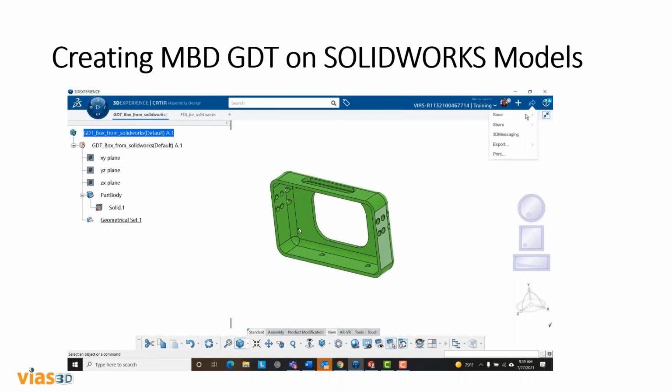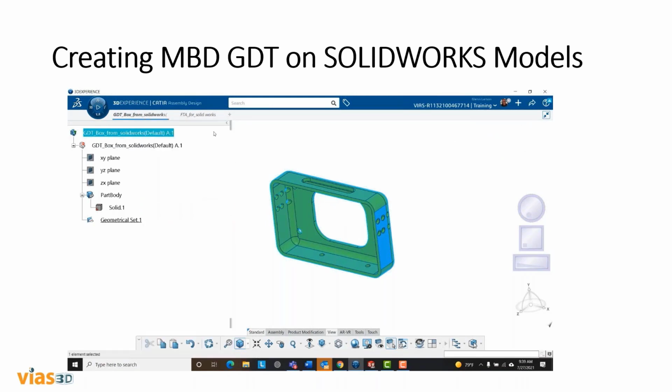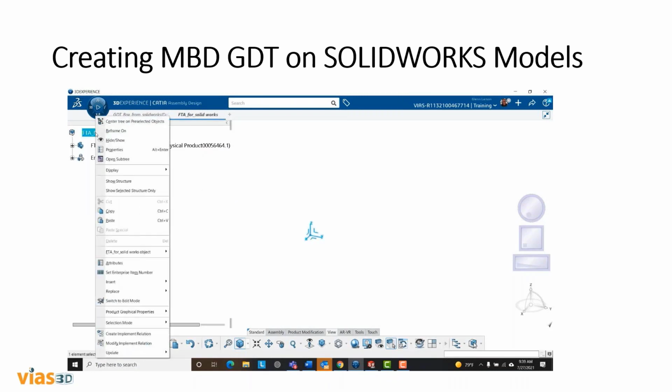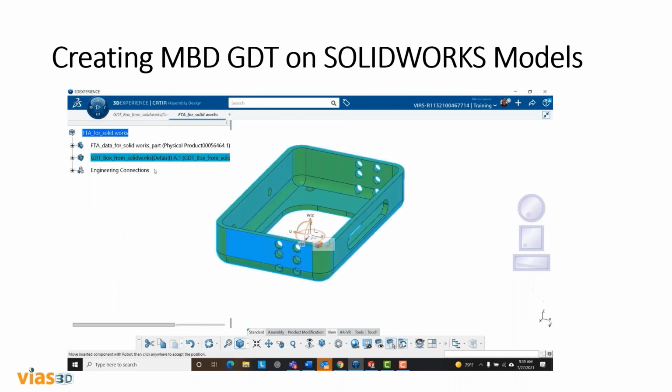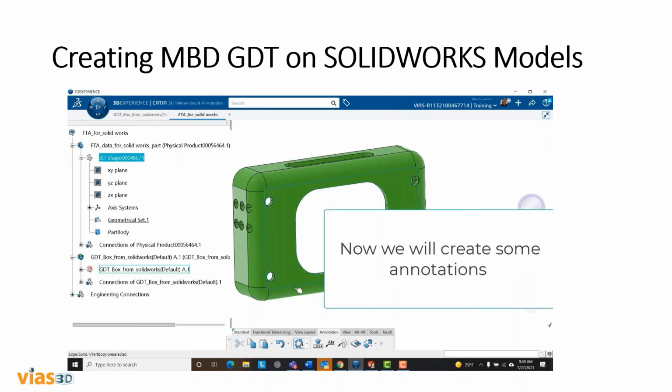Now we're going to go ahead and bring this file in. You can do this 3 ways. You can drag and drop it, you can copy it and paste it, or you can just right click and insert. All of those features work. Again, you want to lock this down as well, or constrain it however you will. And so now we're ready to start creating some annotations.